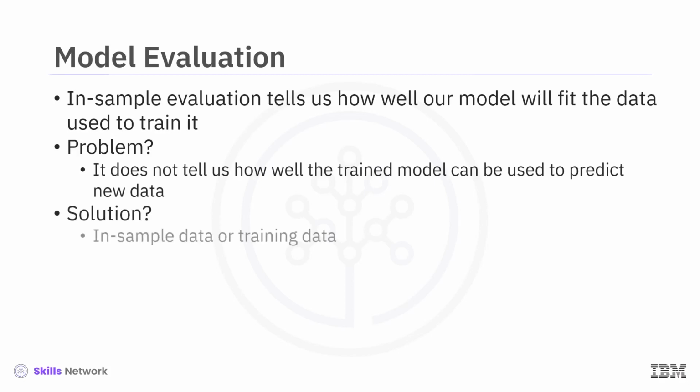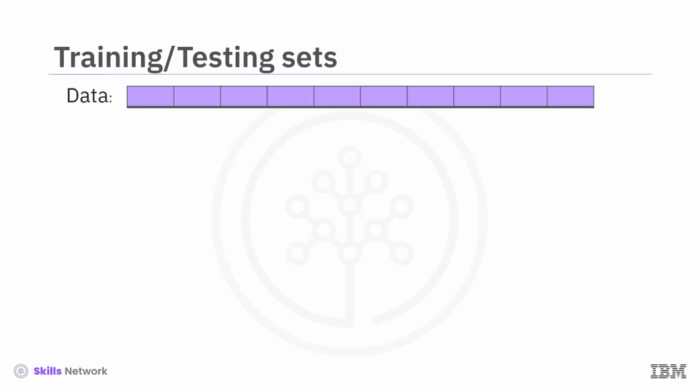The solution is to split our data up, use the in-sample data or training data to train the model. The rest of the data, called test data, is used as out-of-sample data. This data is then used to approximate how the model performs in the real world. Separating data into training and testing sets is an important part of model evaluation. We use the test data to get an idea how our model will perform in the real world.